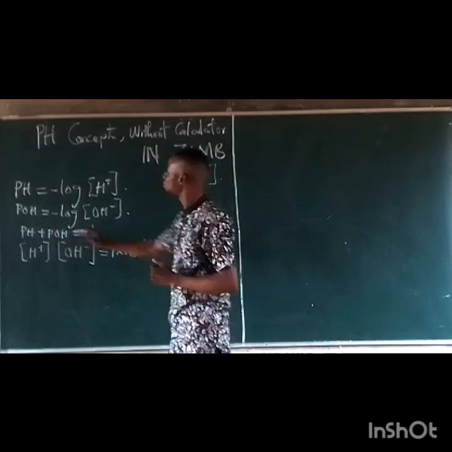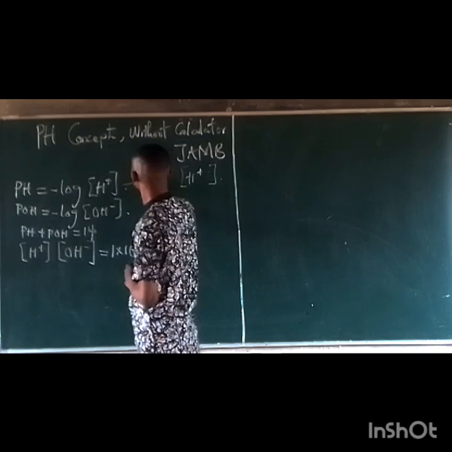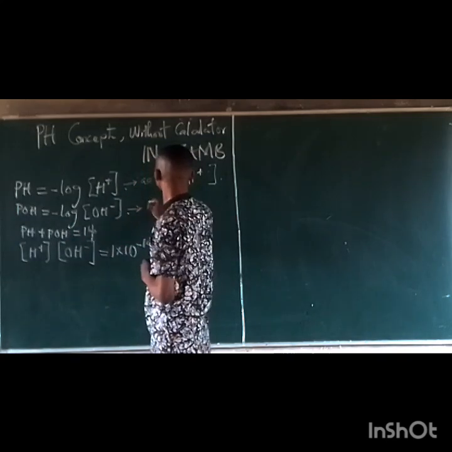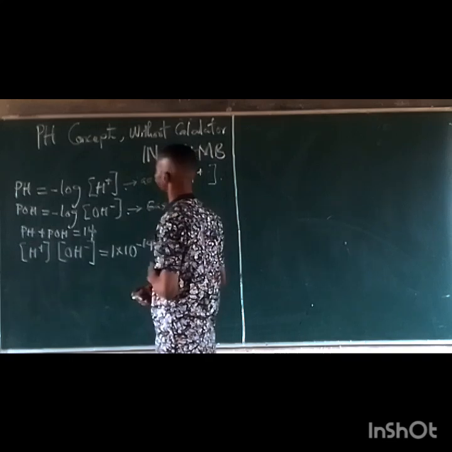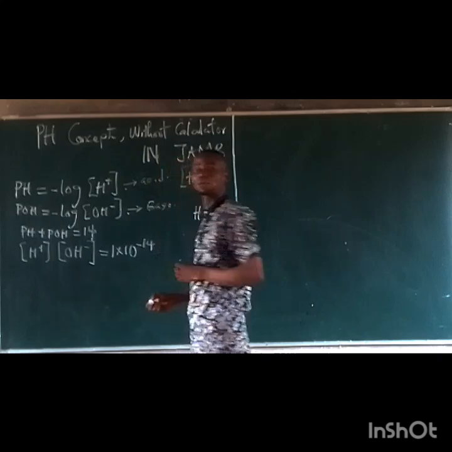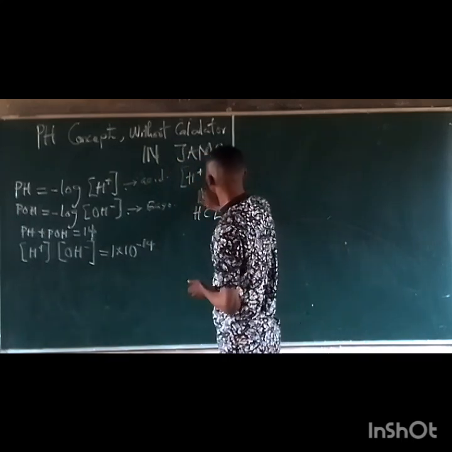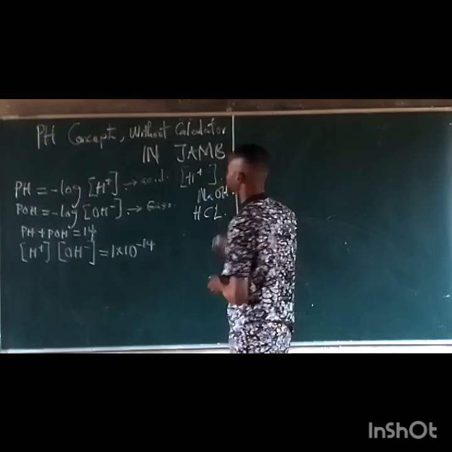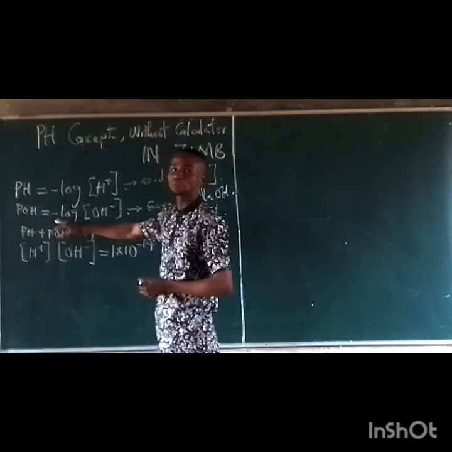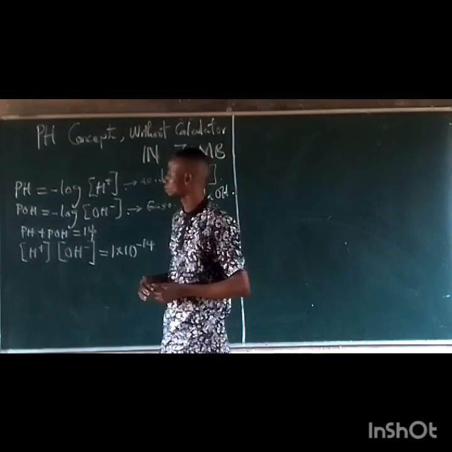And the same formula goes for pOH, which you know pH is for acid, while pOH is for what? Base. For example, the common acid given to you from JAMB will be hydrogen chloride, while the common base given to you from JAMB will be what? Sodium hydroxide, as you can see here. So the formula for pOH is equal to minus log of hydroxide ion concentration.